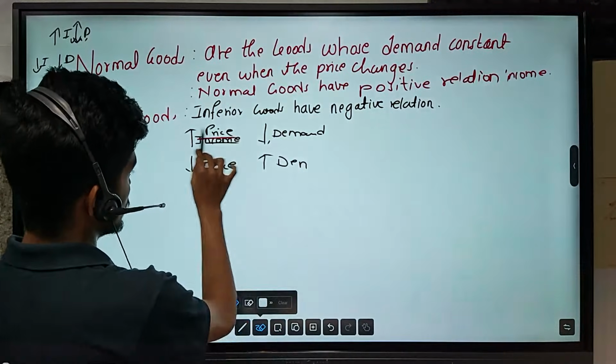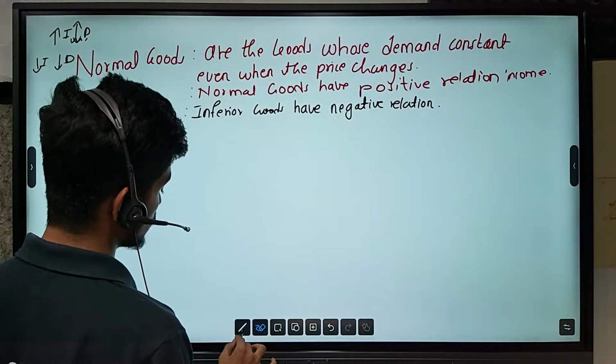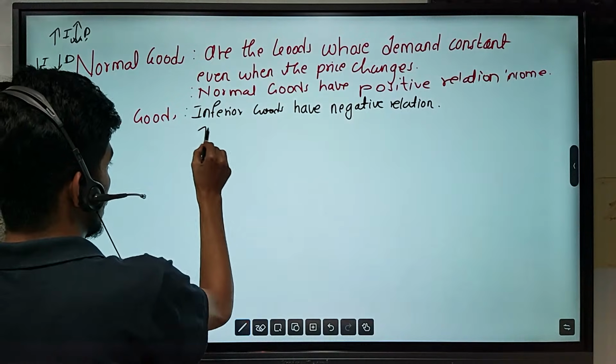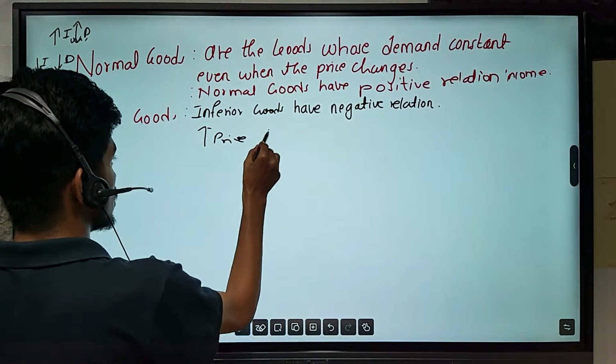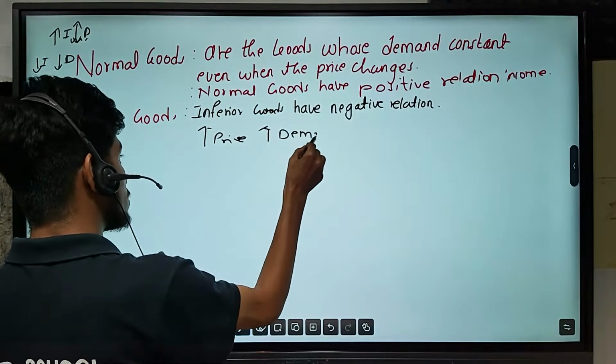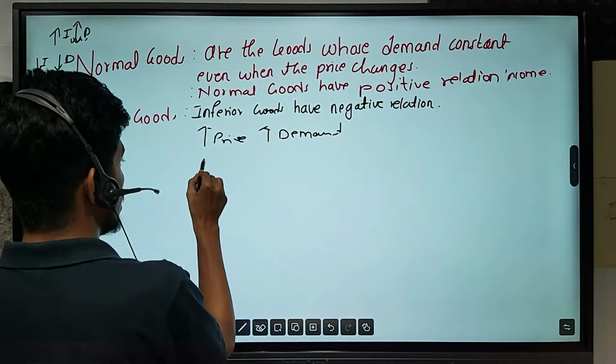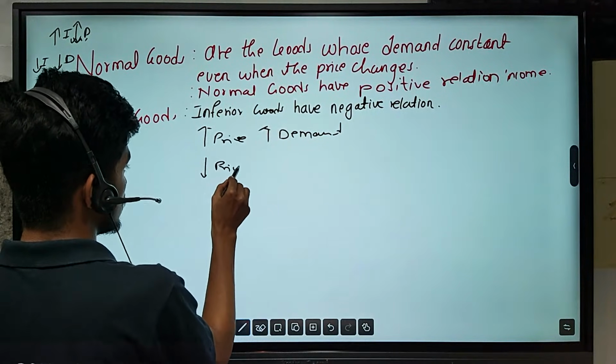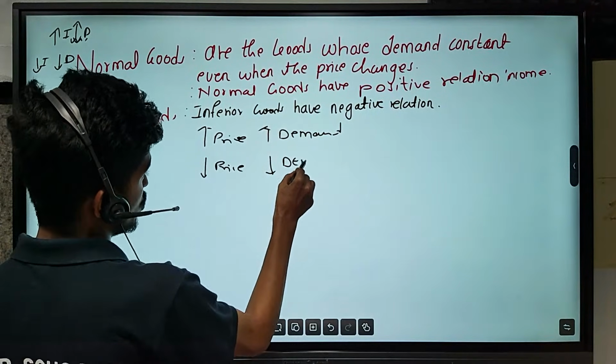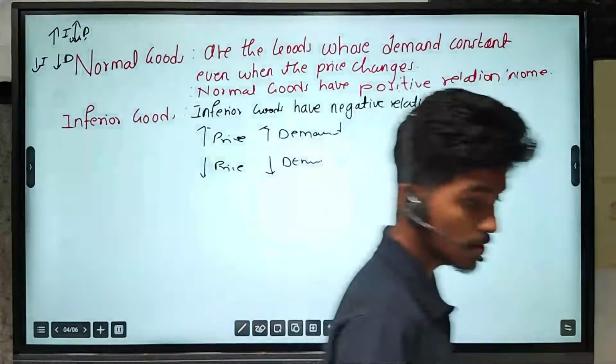wait, my mistake. See, if the price increases, the demand increases for this good because it has a negative relation. If the price decreases, the demand also decreases. Now, how are you going to explain?